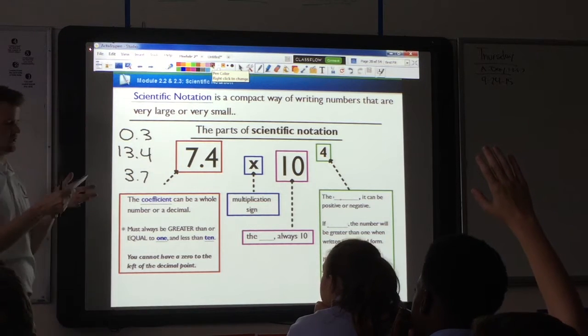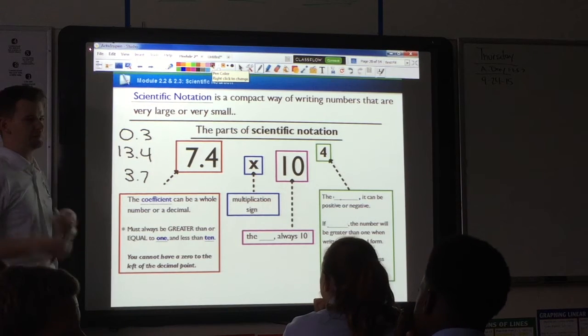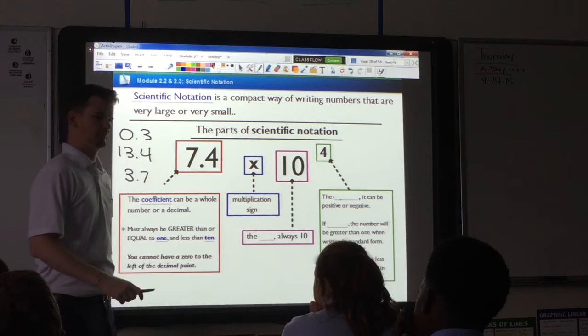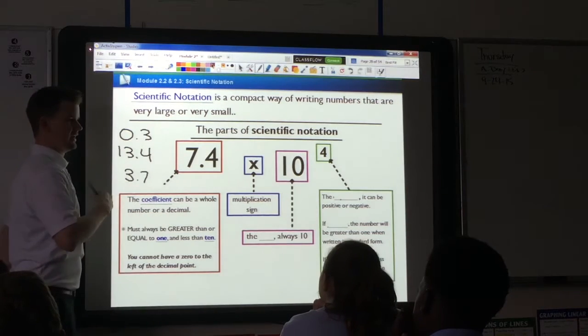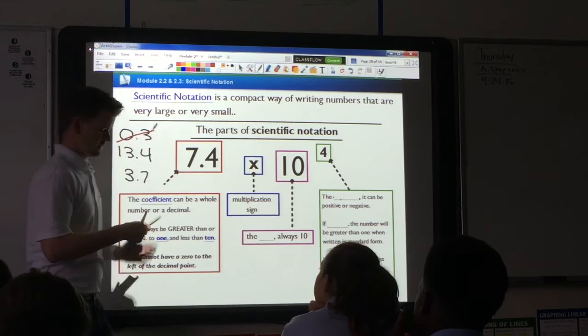Sydney, what's the first coefficient here that's no good that we can never use? 0.3. Okay, why 0.3? Because it's less than 1. It cannot be less than 1. It must be equal to or greater than 1. So we can't use that.